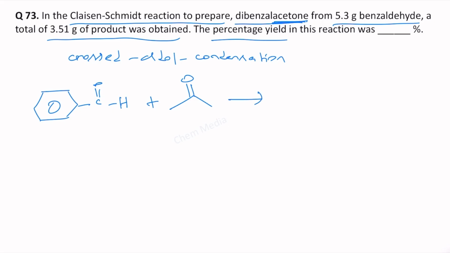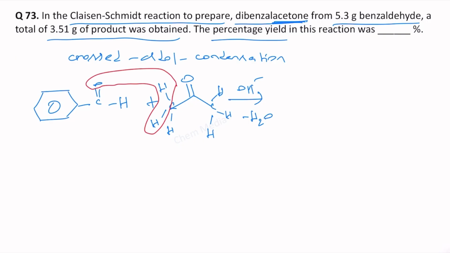That gives an alpha, beta unsaturated carbonyl compound. So that's what we get in aldol condensation, an alpha, beta unsaturated carbonyl compound. We have 3 alpha hydrogens on this side, and on this side too we have 3 alpha hydrogens. What happens when we put the base is that in the condensation a water molecule will be eliminated. So basically, one water molecule will be eliminated.